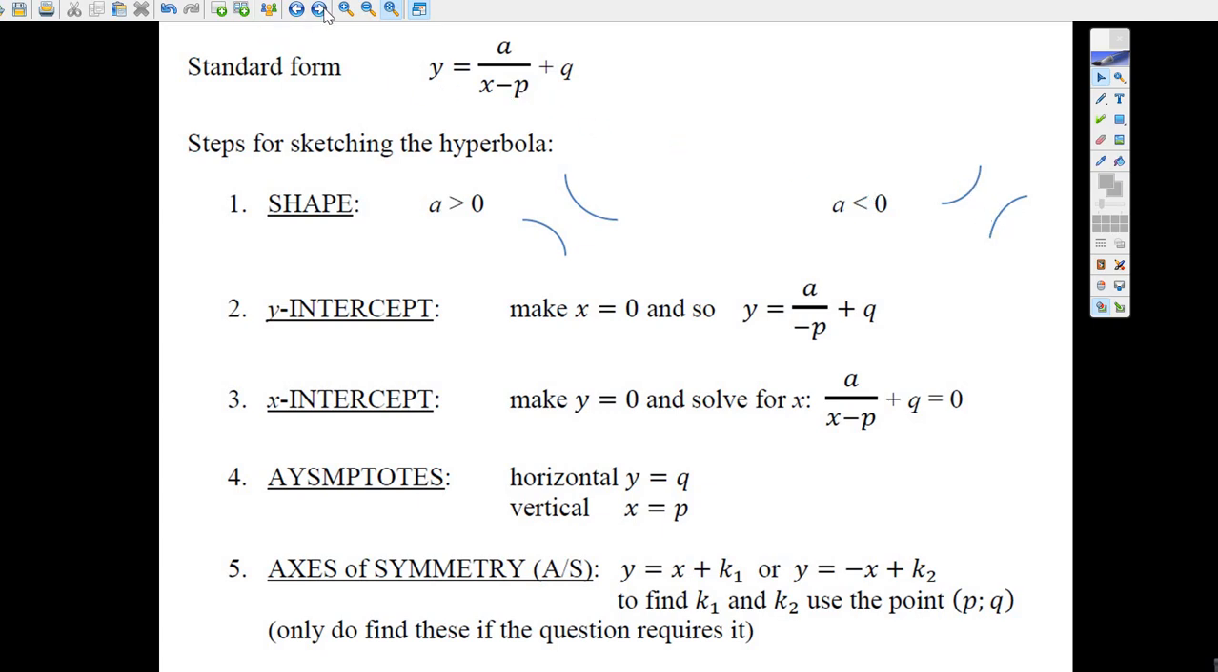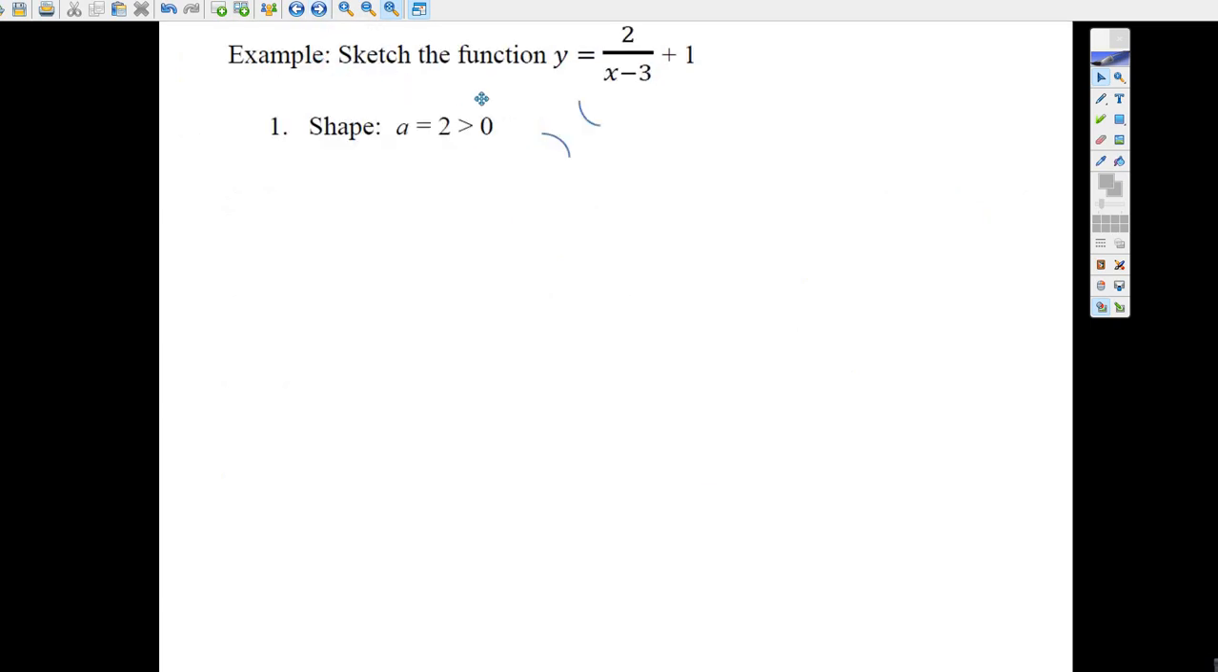Now, I'm going to show you how to do a question step by step, the easiest way I think. Say you have y equals 2 over x minus 3 plus 1. Because it's a 2, a number greater than 0, I know the hyperbola has to be top right, bottom left. That's the basic shape.